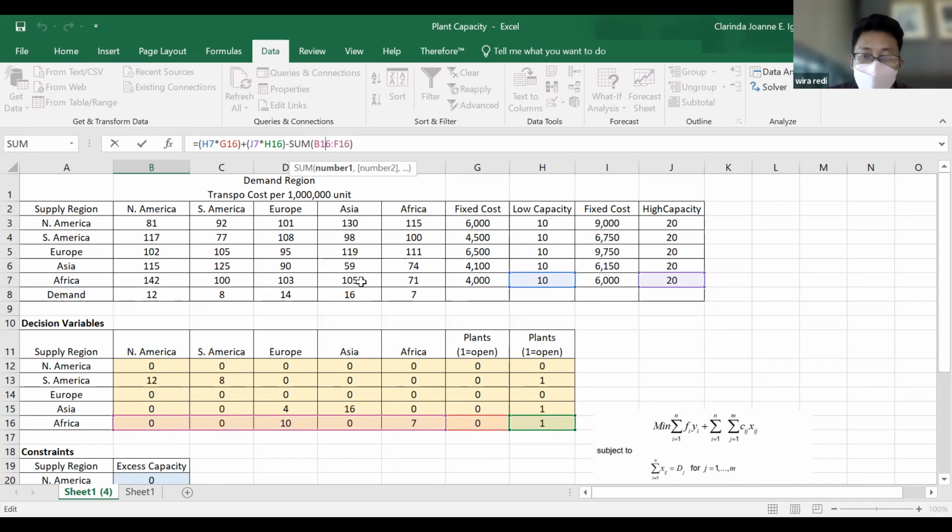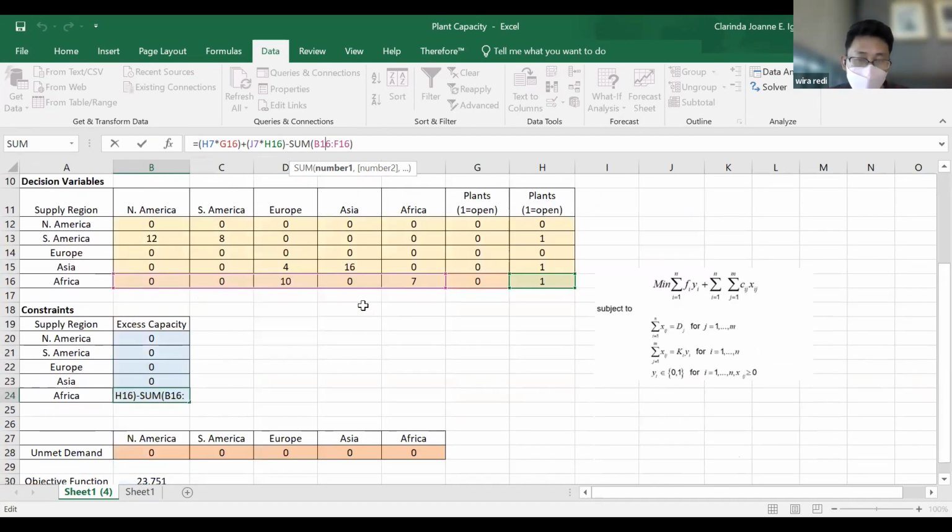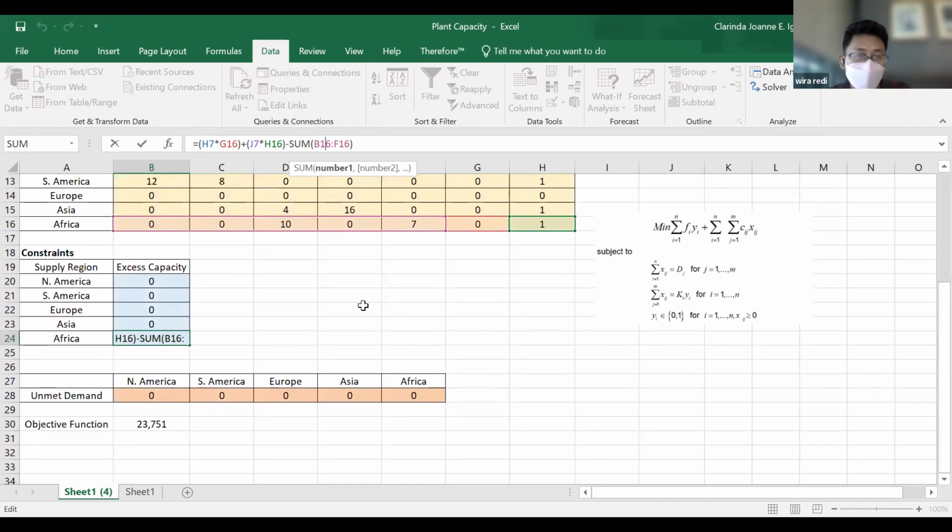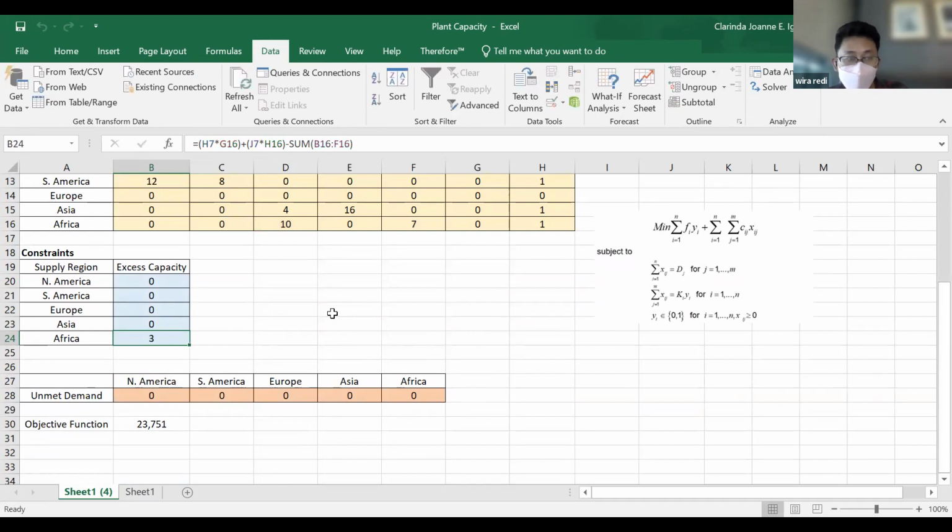And regarding the demand being met, can you go down below? This one, you see that all unmet demand is 0. This represents the first constraint, that one. Yes. Sum xij equals dj. That one is this one, the unmet demand constraint.